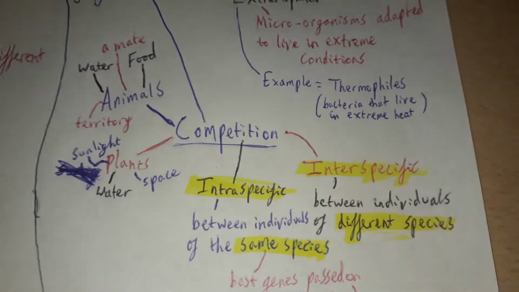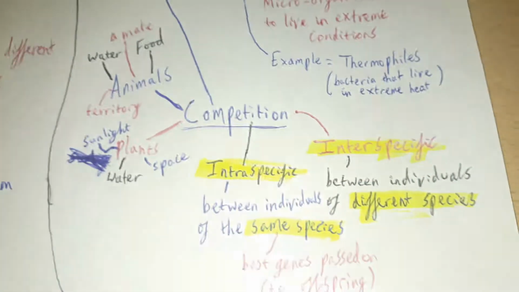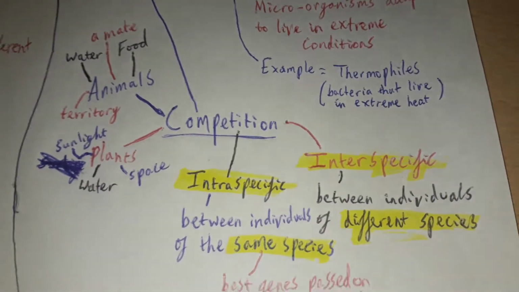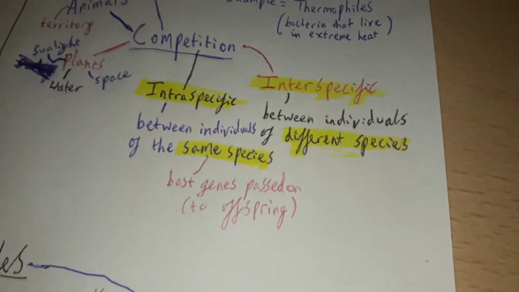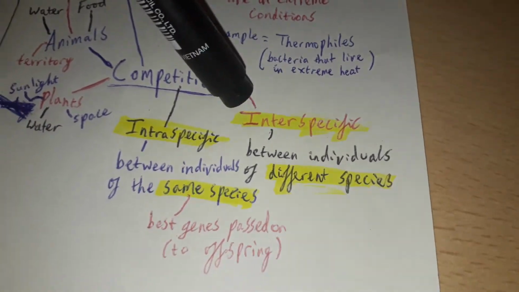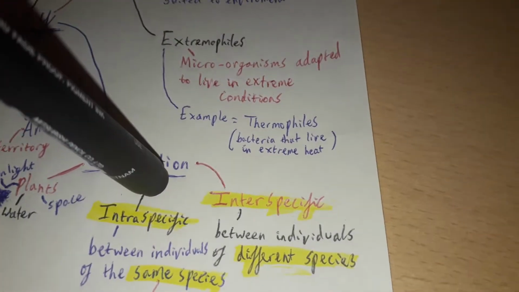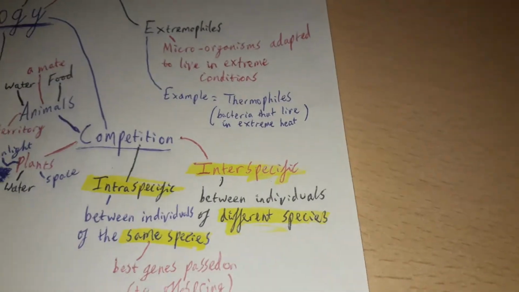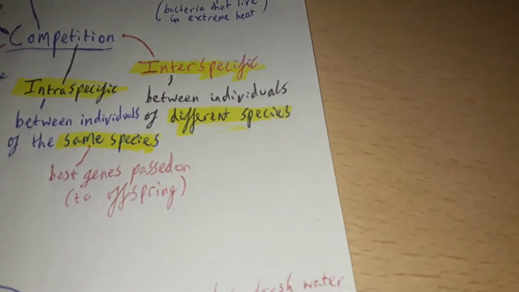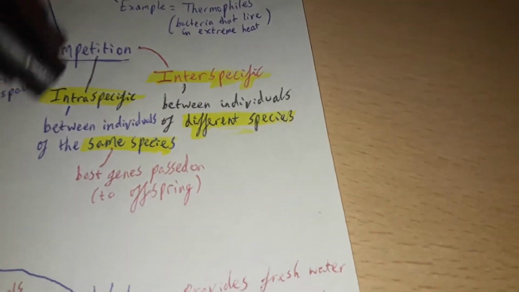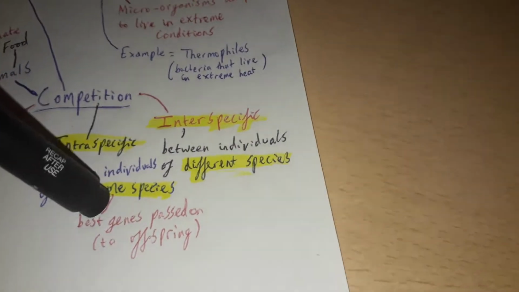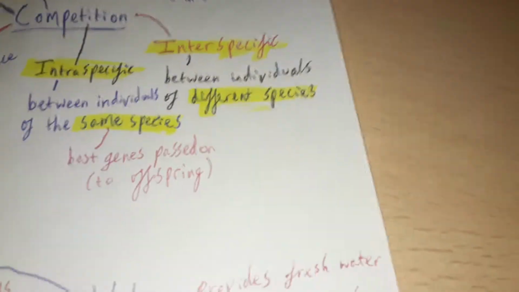We're looking at competition. This time, not the competitive environment of business. There are two types of competition: interspecific and intraspecific. Interspecific is between individuals of different species, and intraspecific is between individuals of the same species, and this ensures that the best genes are passed on to the offspring, as you'll know from genetics.